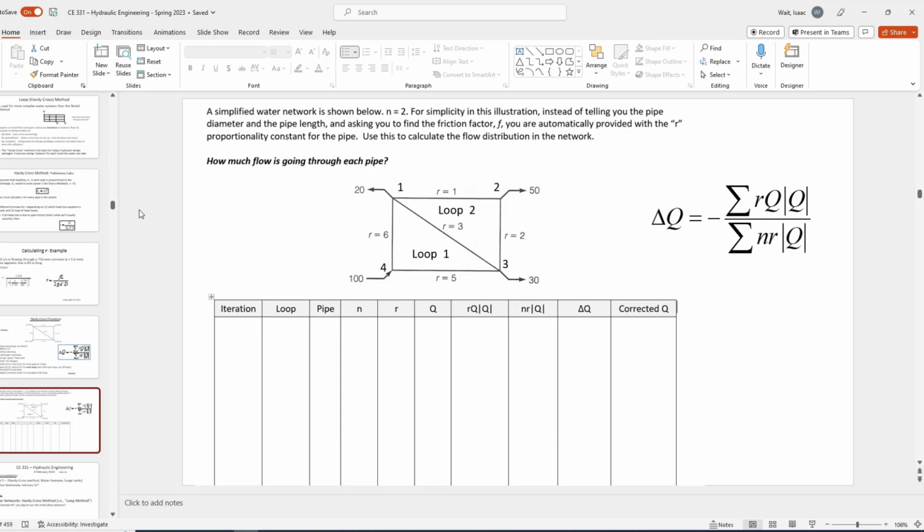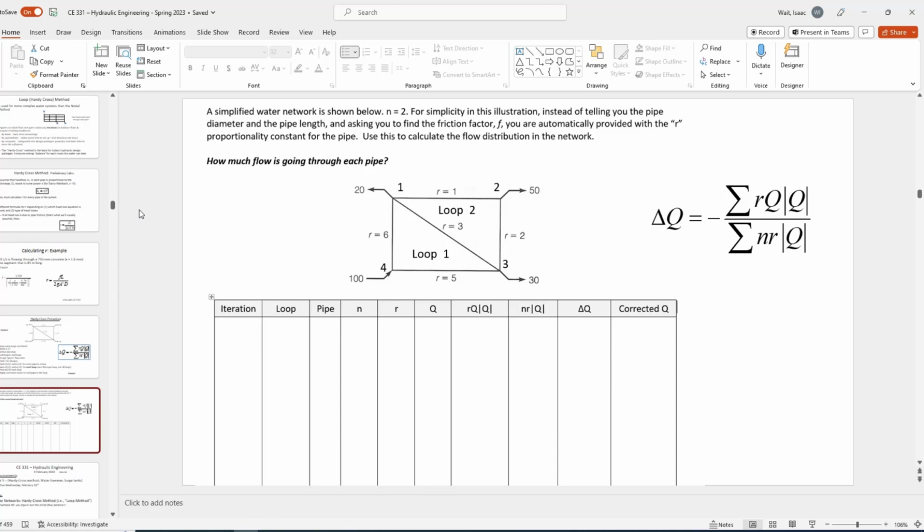Okay, so once you've got the flow defined, be sure that you write which loop is looped. Here's loop 1. And a little reminder that this is clockwise, positive. Here's loop 2. Clockwise is positive. And let's start up Excel.